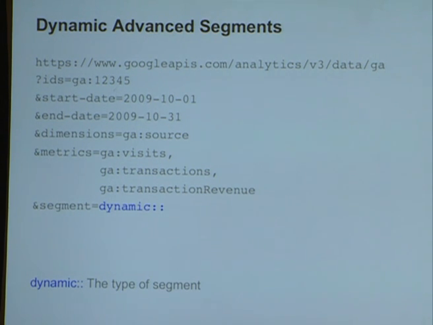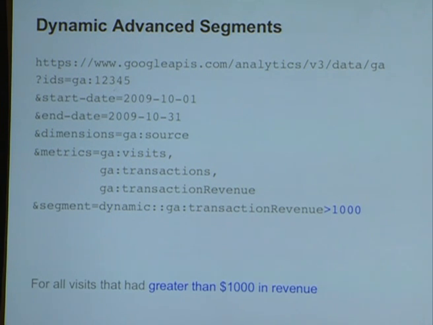But we also give you the ability to actually just write out the full expression through here. So by saying dynamic:ga:transactionRevenue is greater than 1,000, we're only looking at this report for all visits that had greater than $1,000 in revenue. And these expressions can be pretty rich.